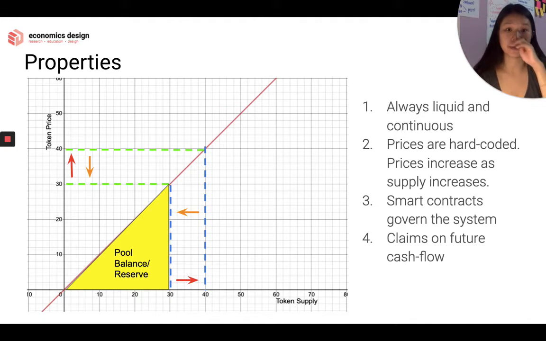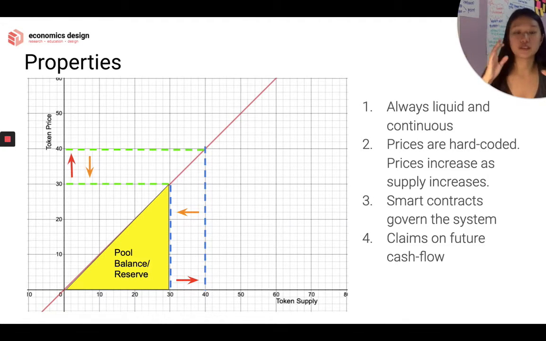So what are the 4 properties then? The first one is that it's always liquid and continuous. The smart contract is operating all the time. Prices are hard-coded, and prices in general increase when supply increases. The prices are hard-coded because they are governed by a mathematical formula in the smart contract. Which brings us to the third property: the smart contract governs the system. No human can go in and alter it. The smart contract is governing the system by the mathematical formula.